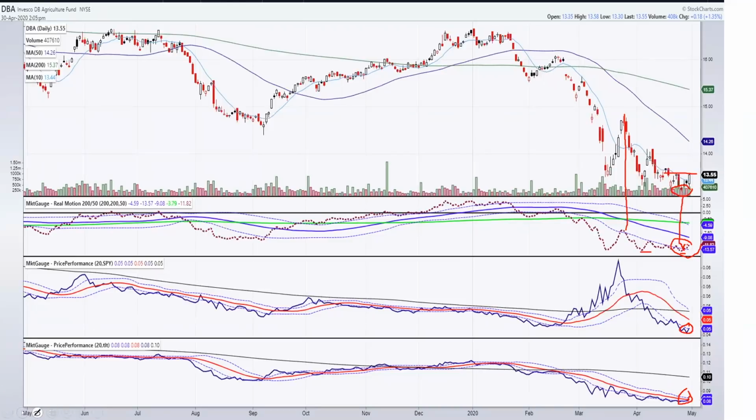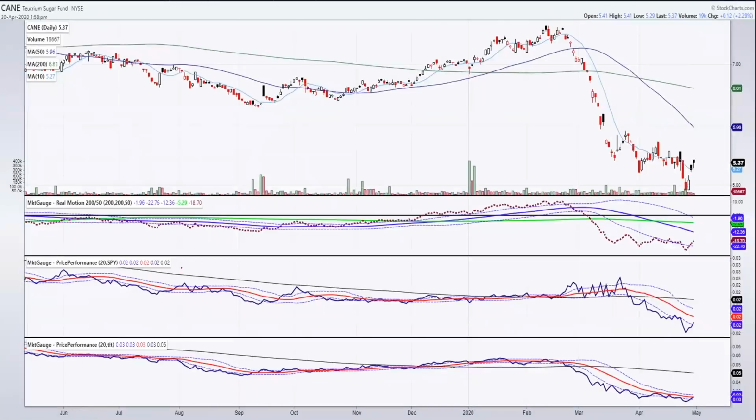Okay, next chart. Now I'm going to show you sugar. The reason why I didn't show you sugar futures is because I don't want to assume that most people can trade futures. In fact, I know just from my own members, they prefer to trade the ETF. And there are some disadvantages to that, but it's better than nothing. So I'm going to show you the CANE, which is the ETF for the sugar futures.